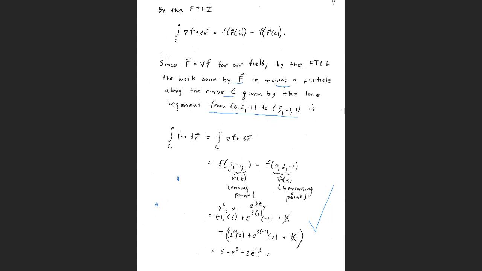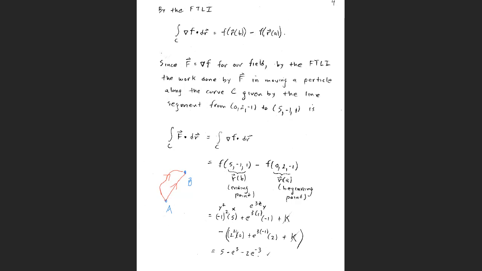It doesn't matter whether the path is a line segment or a path like this one. It doesn't matter. Point A to point B, it doesn't matter the path that the particle makes in going from A to B. The work will be the same because you have a conservative vector field.